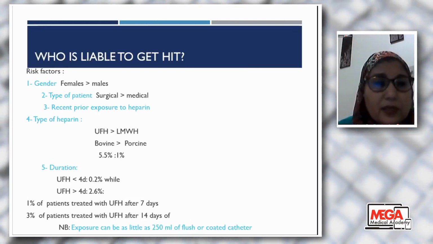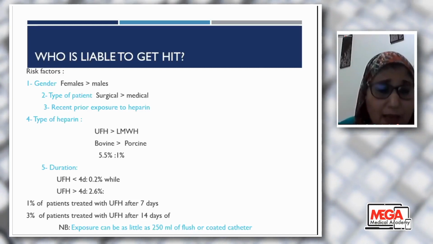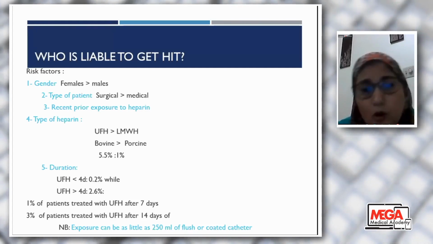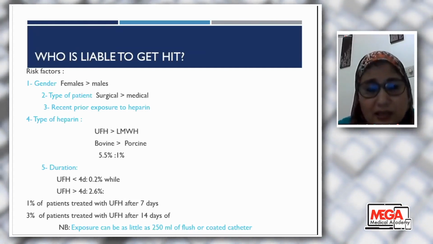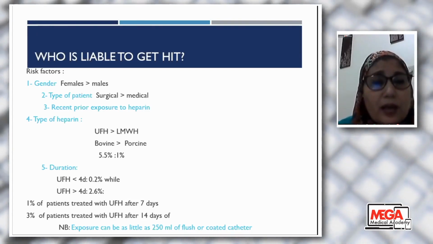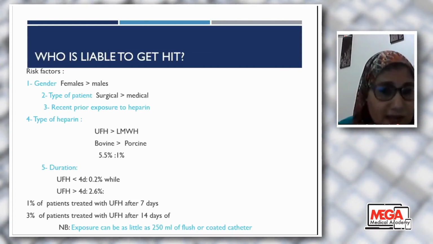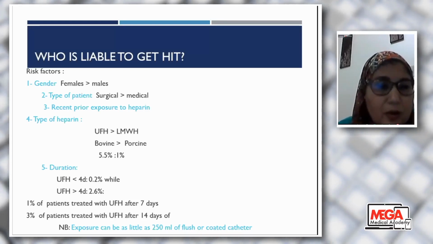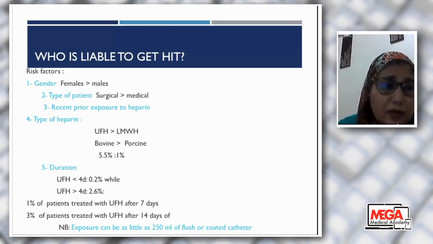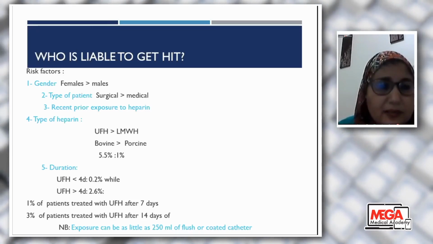Type of heparin: unfractionated heparin causes a higher incidence of HIT, and this is one of the advantages of low molecular weight heparin. It has a lower incidence of both HIT and bleeding. As regards the source of heparin, it's more common with the bovine type. It's 5 to 6 times more common than the porcine type. As regards the duration, as the duration increases, the incidence will increase.